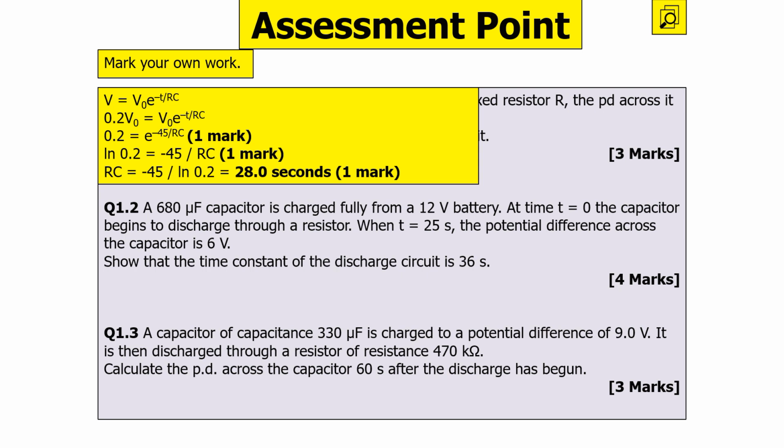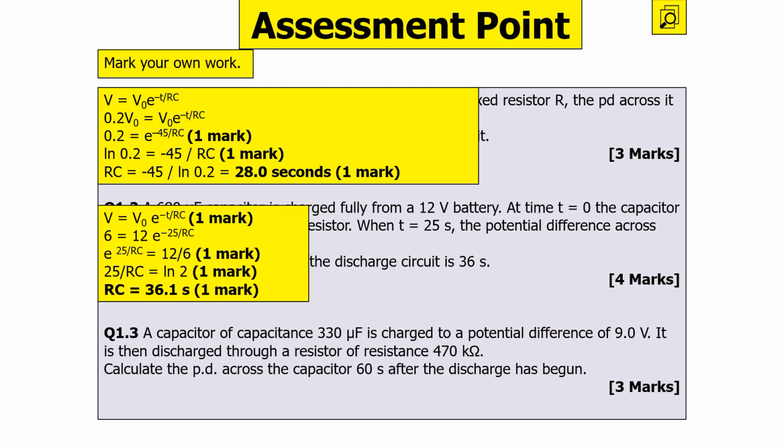In this next question, very similar again, we use V equals V0 e to the minus t over RC because it's a discharging circuit. We then say V, which is the voltage at the time, is 6. The maximum voltage is 12, so you can pop all those values in. We know t equals 25, pop in the values through, work out the maths, get rid of that exponential term, and then we get RC equals 36.1 seconds.